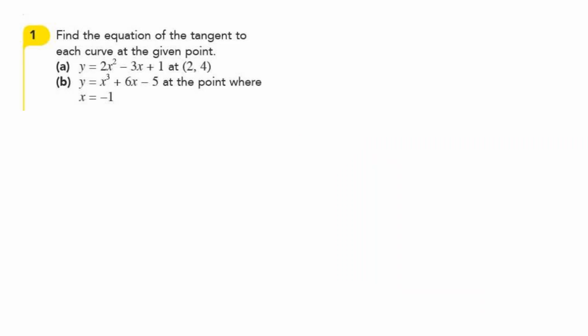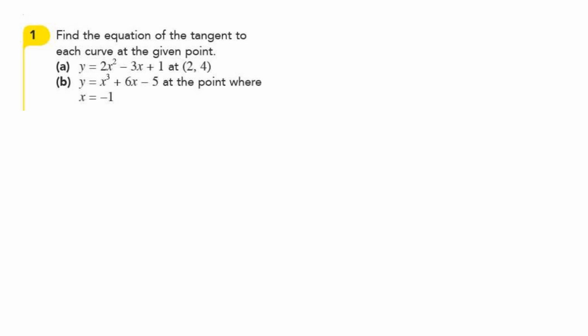For a start, let's look at some basic questions. In question 1, we are asked to find the equations of the tangent to each curve at the given point. So to find the equations of the tangent, we will need the gradient and one point. And that point is given, 2, 4. So let's work on how to find the gradient of the tangent line.